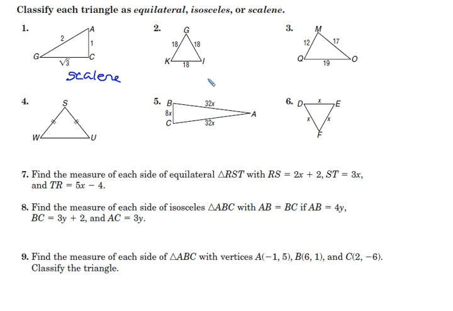Number 2 is equilateral. Notice all the sides are the same. And number 3 is scalene. All of the sides are different in length. Number 4 is an isosceles. Notice at least 2 of the sides are the same. Let's make sure we spell that right.